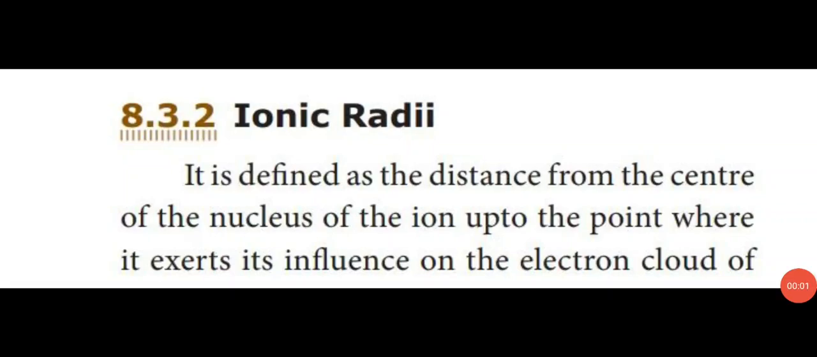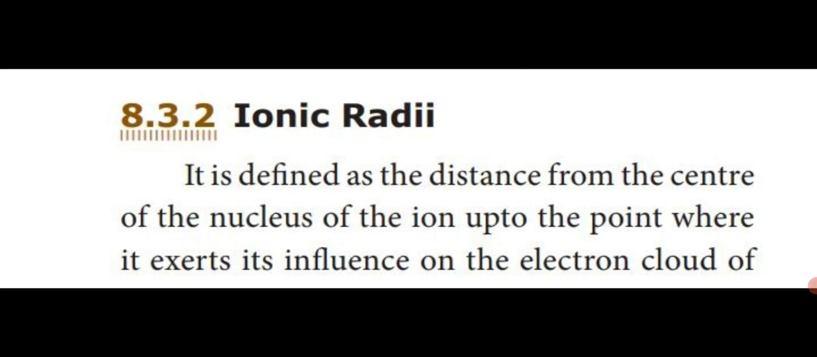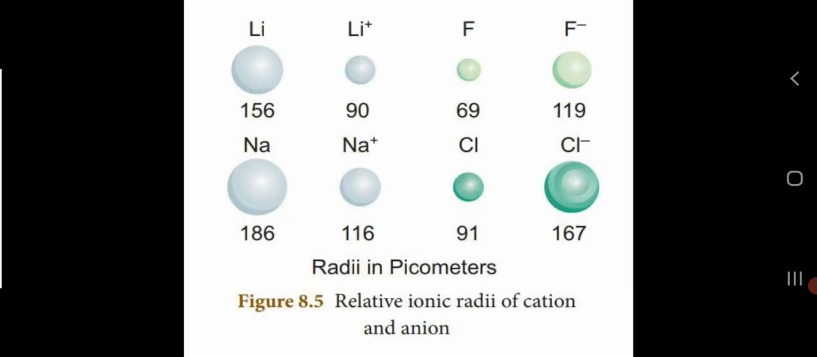See now, first one, atomic radius we have seen, is it? Now, ionic radii means it is the distance from the center of the nucleus. Where will the nucleus be present, children? Center of the atom, is it? Nucleus. Nucleus of the ion up to the point where it exerts its influence on the electron cloud of the ion around it, is it?